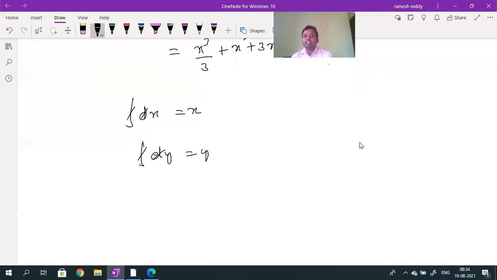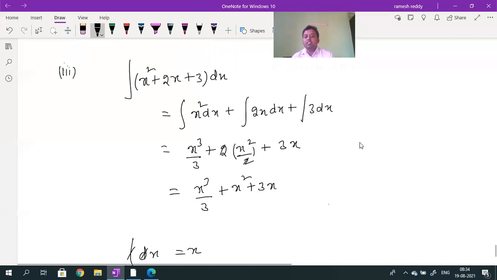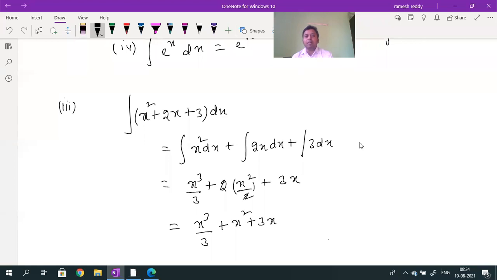Why did you take x divided by 3? This is integration of x power n formula. X power n plus 1 by n plus 1. X power 3 plus 1 by 3 plus 1. This is x square into dx. First multiply: x square into dx plus 2x into dx plus 3 into dx. Applying the integration formula, x power n plus 1 by n plus 1. X power 2 plus 1 by 2 plus 1.